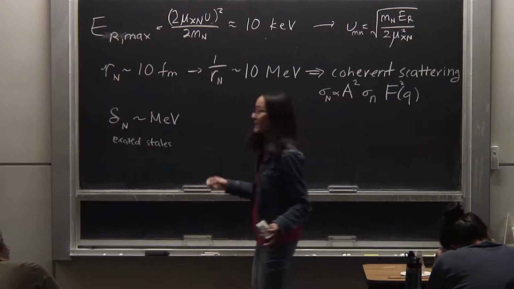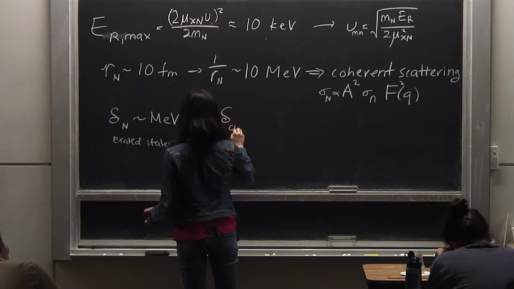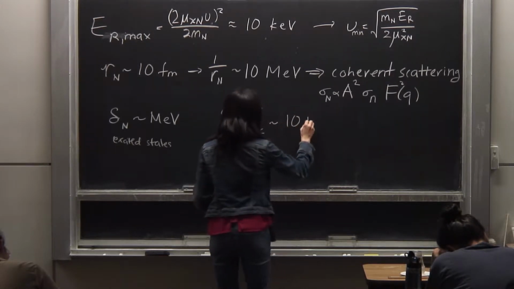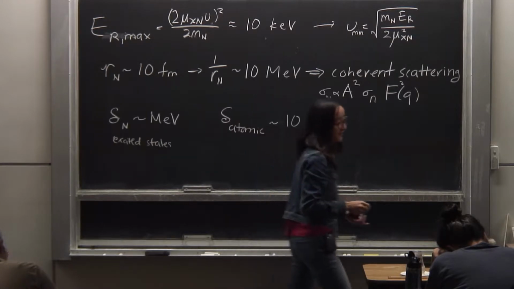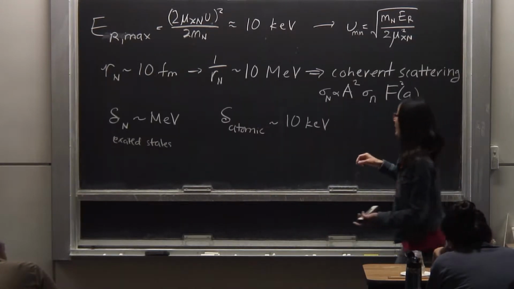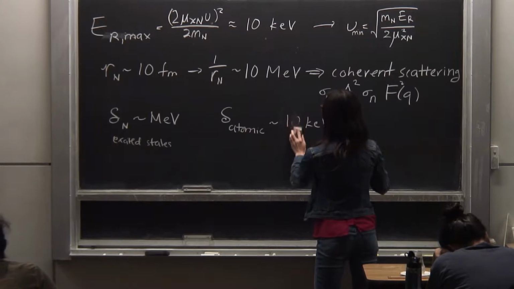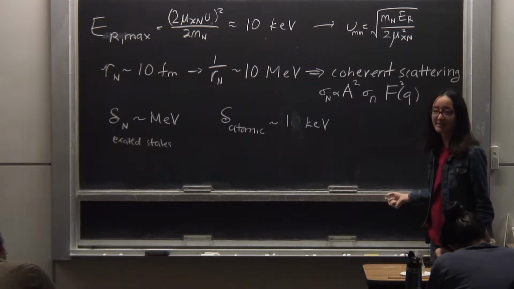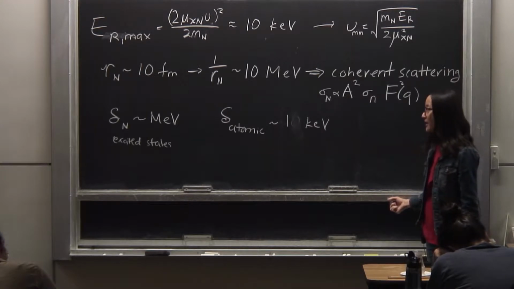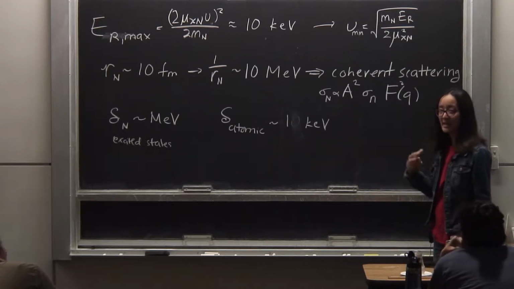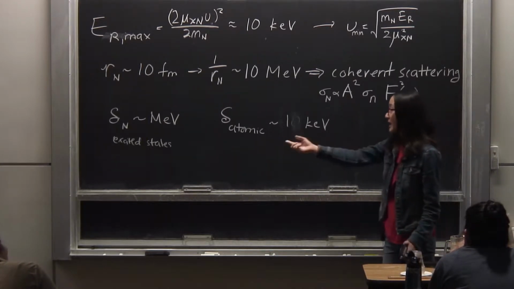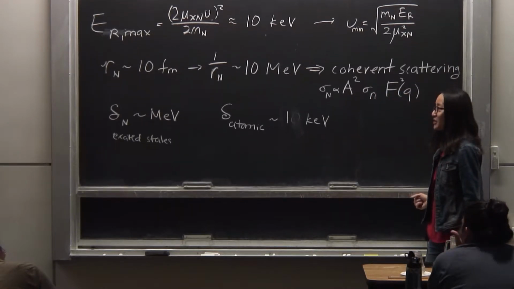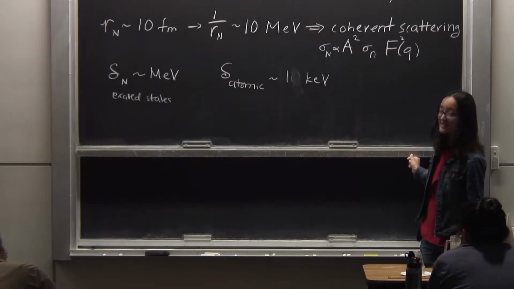If we look at the atomic states, here it's a little bit more tricky. These can be of order keV, similar to the recoil energy, and this is a very tricky part, modeling exactly what happens when you hit the nucleus or hit the atom, what happens to all the electrons. That's a complicated question which I will not attempt to address.